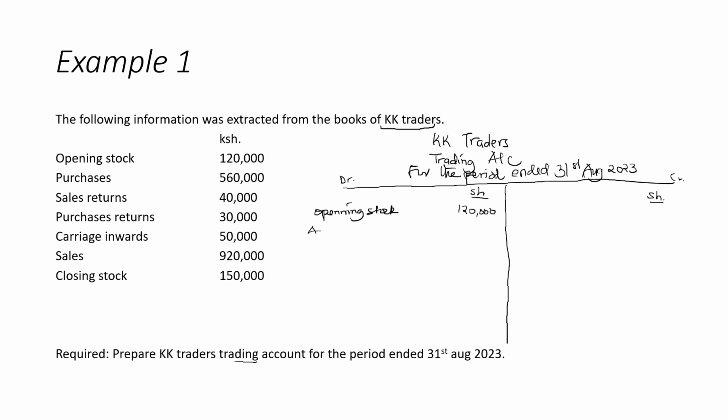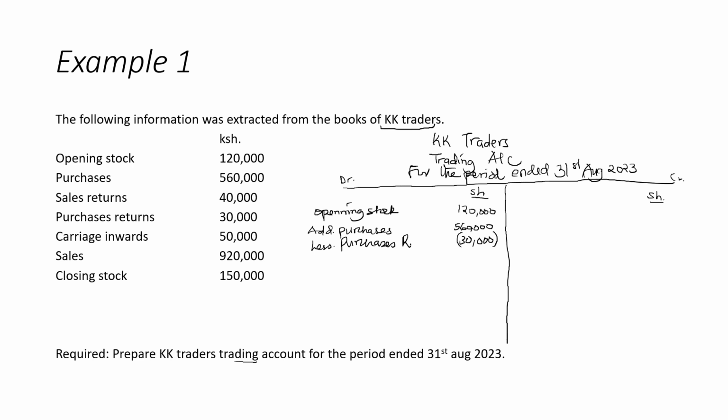We are adding purchases. How much is our purchases? Purchases is given by 560,000. Do we have purchases returns? Yes. Less purchases returns. How much is the purchases returns? That is 30,000. And we said when we are subtracting, we enclose them into brackets to avoid confusion.